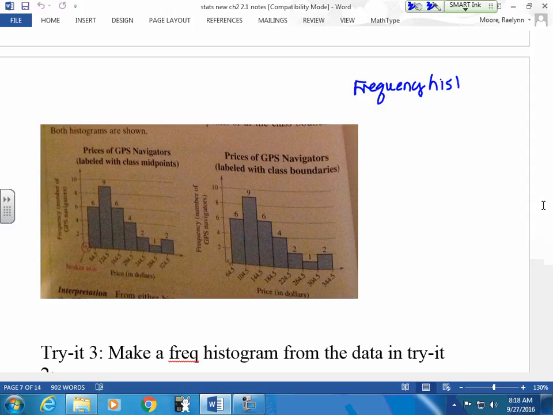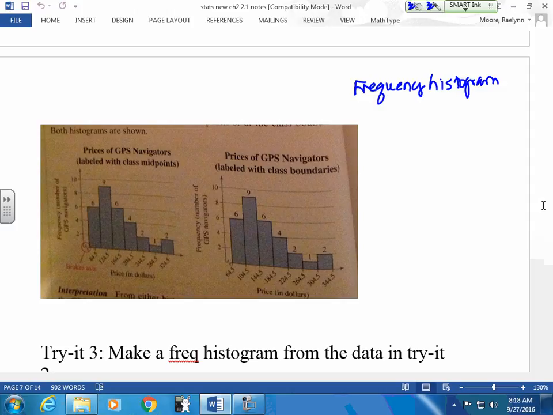Let's just talk about this for a minute. This was the data that we did in example 1. This was the navigating systems, the GPS systems, the prices. Now, we tallied them up. I know they're hard to see, but they're also in your book. So they're a little bit harder to see, but they are there.